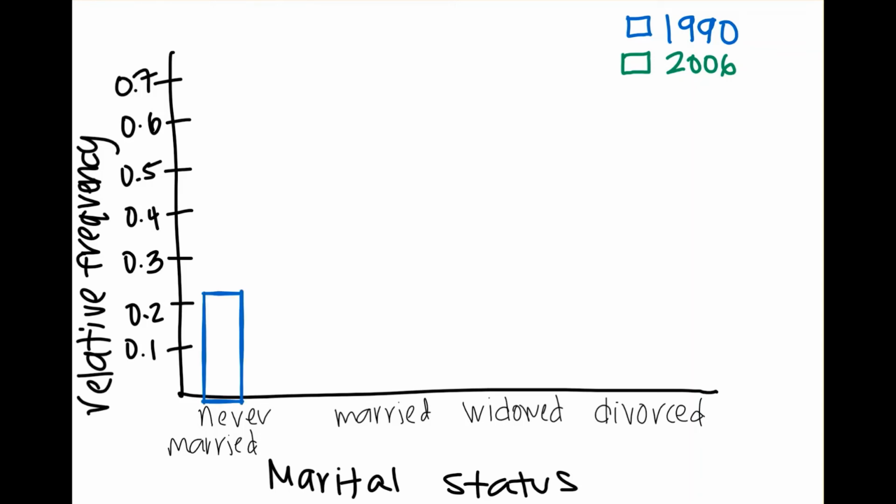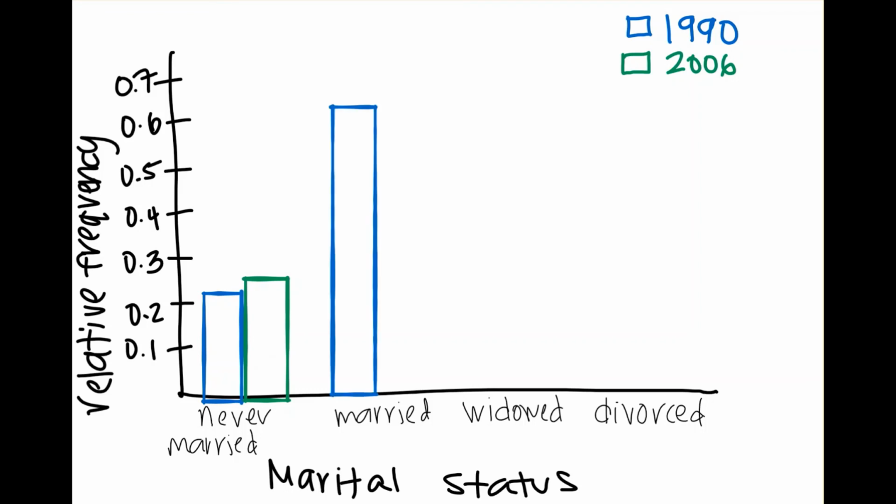The relative frequency for never married in 2006 is 0.25. So we will draw a green bar above never married that goes up to 0.25. The relative frequency for married in 1990 is 0.62. So we will draw a blue bar above married that goes up to 0.62. The relative frequency for married in 2006 is 0.58. So we will draw a green bar above married that goes up to 0.58.